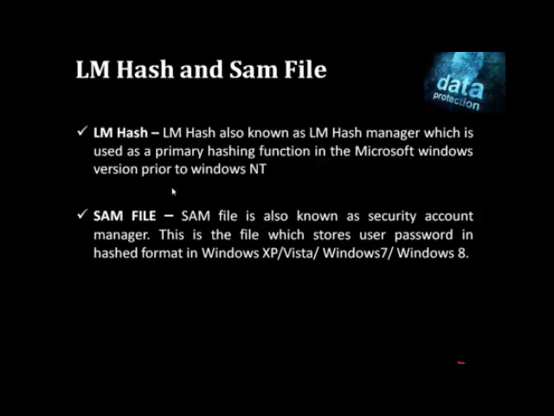Now let us look into LM hash and SAM file. LM hash, also known as LM hash manager, is a primary hashing function used in the Microsoft Windows versions prior to Windows NT. SAM file is also known as Security Account Manager. This is the file which stores user passwords in hashed format in Windows XP, Vista, Windows 7, Windows 8, and Windows 8.1.